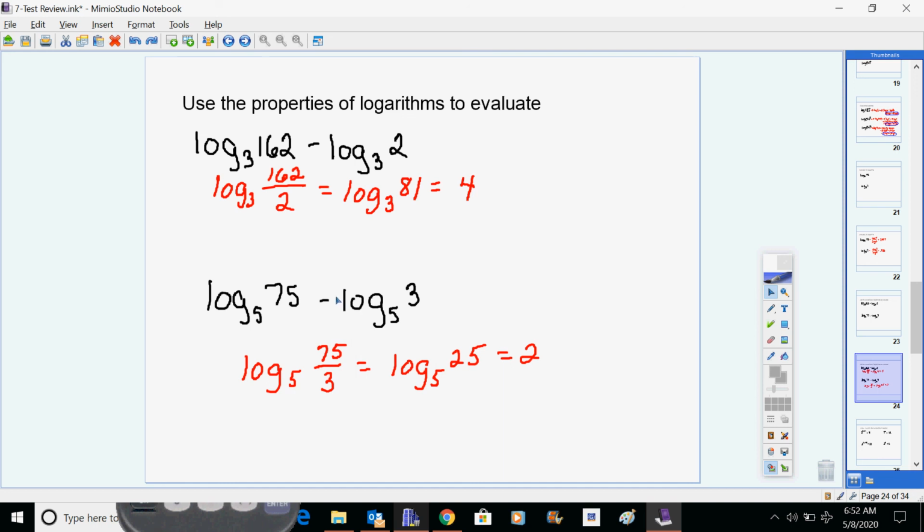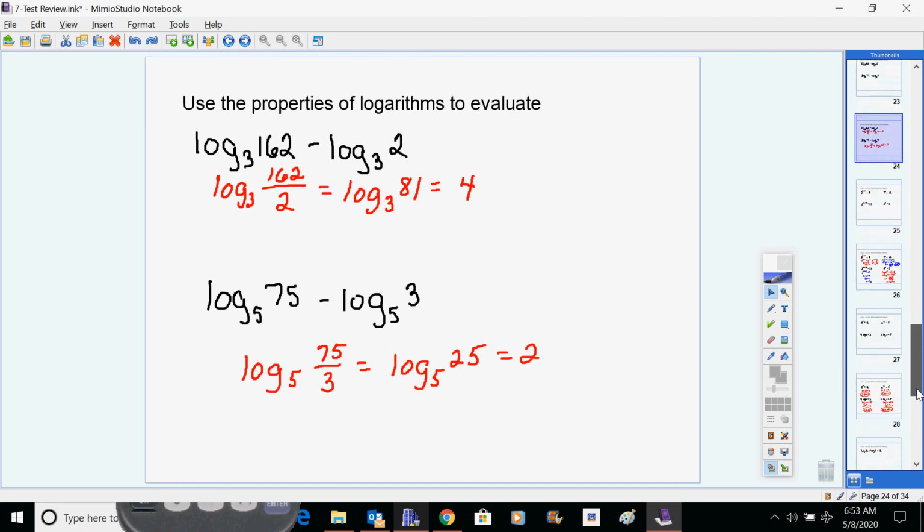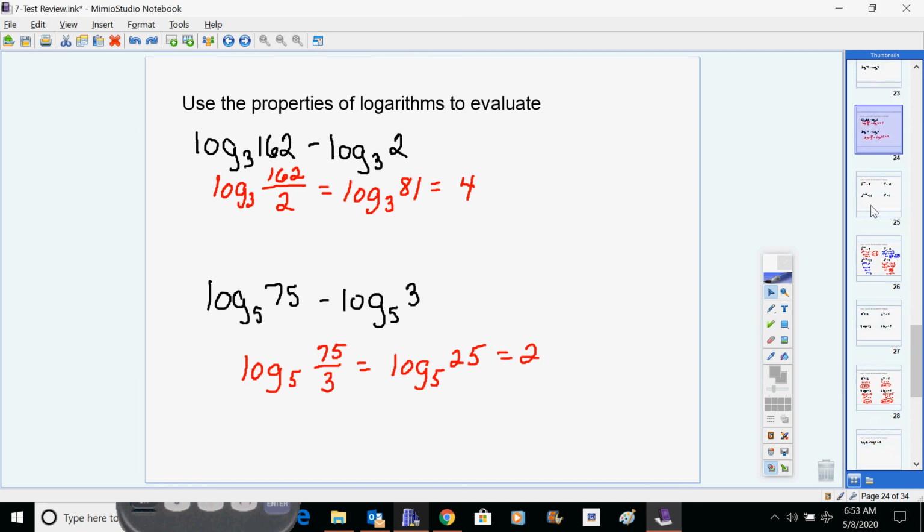This one with the minus turns into its division problem. Simplify 75 divided by 3. 5 to the 2nd power is 25, so your answer is 2, giving you a nice answer. So that's our purpose for simplifying the logarithms.